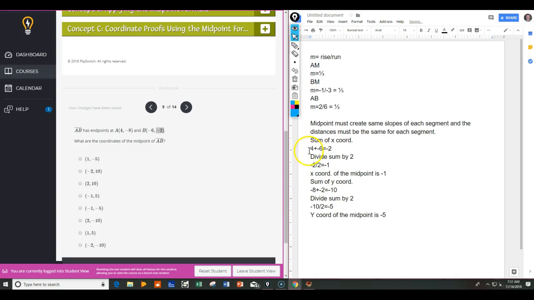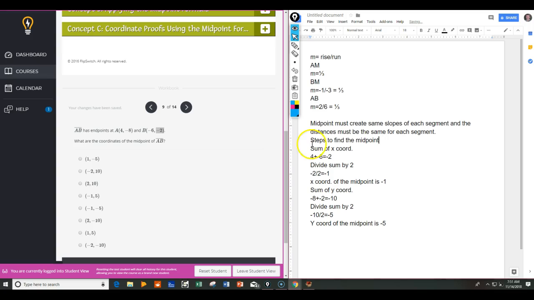So if you didn't have this in your notes, I would write out the steps to find the midpoint. Sum of the x-coordinates, divide the sum by 2. The x-coordinate of the midpoint is this number. Sum of the y-coordinates, divide the sum by 2. The y-coordinate is -5. So the coordinates of the midpoint are (-1, -5). So I'm looking for (-1, -5), which is right here.